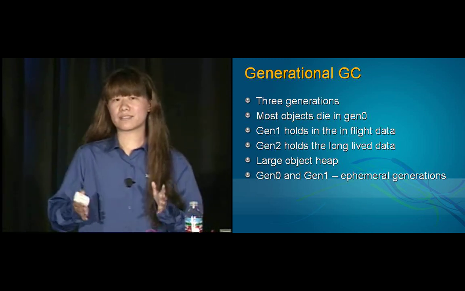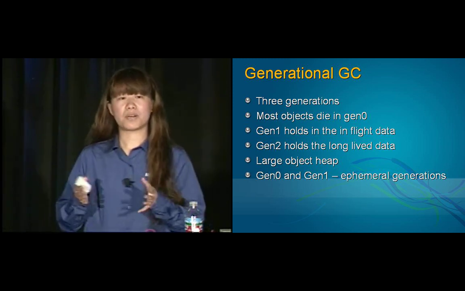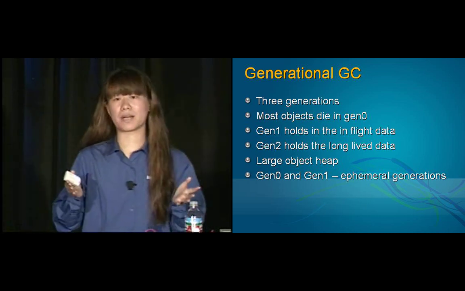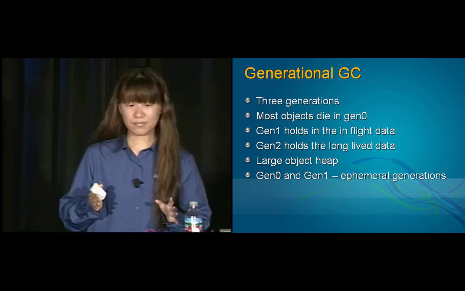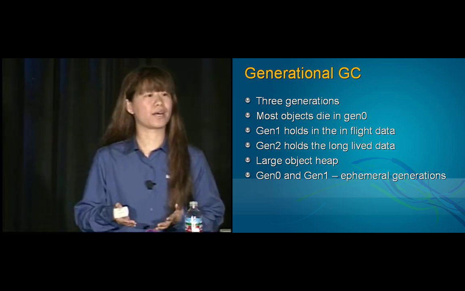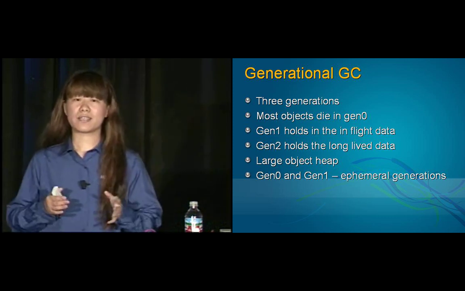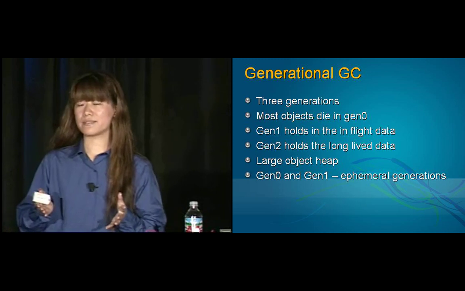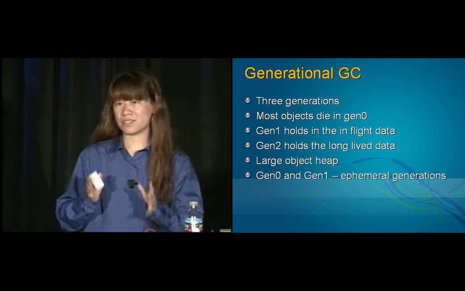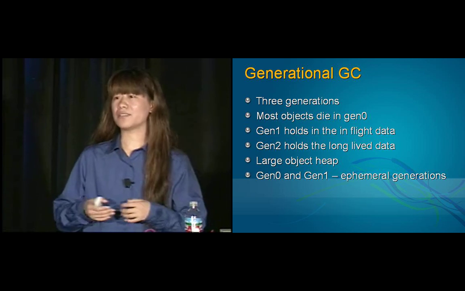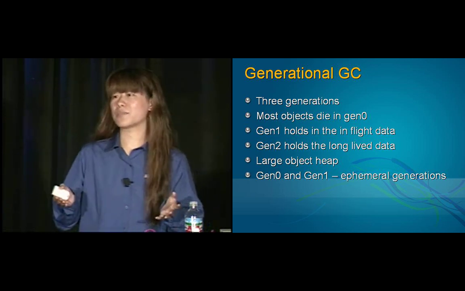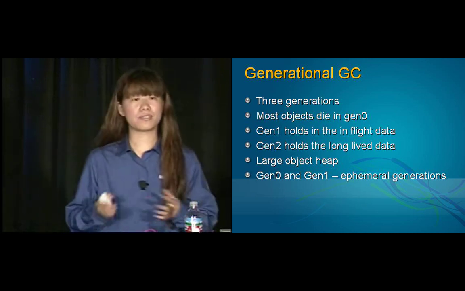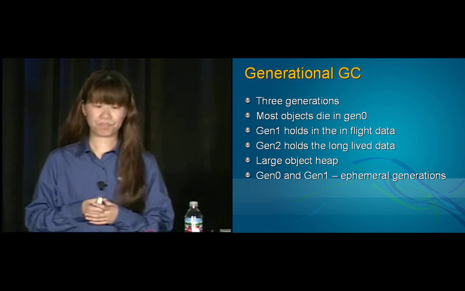And Gen 1 is kind of a staging area. It's a buffer that holds all the in-flight objects. For example, you have a server application, and your server application usually handles requests, right? So the objects that you allocated in one request usually should get released when the request terminates. So those should generally die in Gen 0. But let's say you're doing a GC and you have some requests in flight. So those objects are still live because you're in the middle of the request, right? So those objects will live and get promoted into Gen 1.